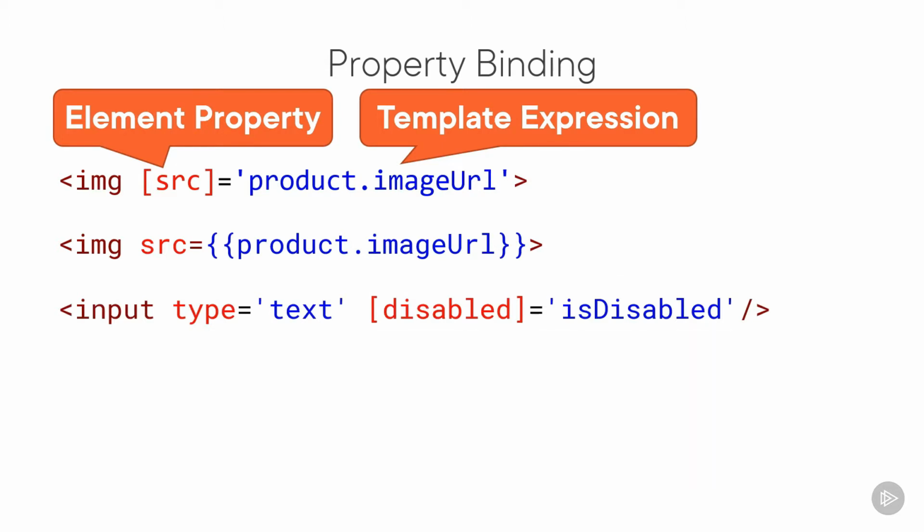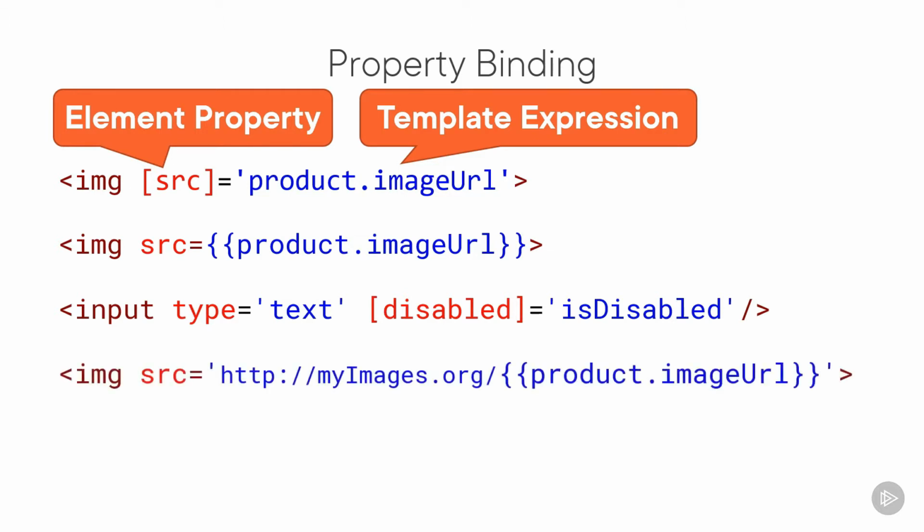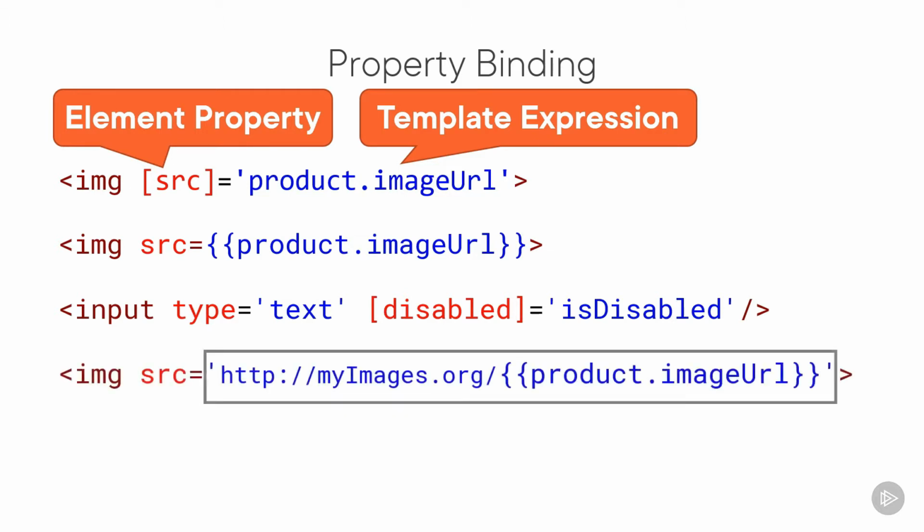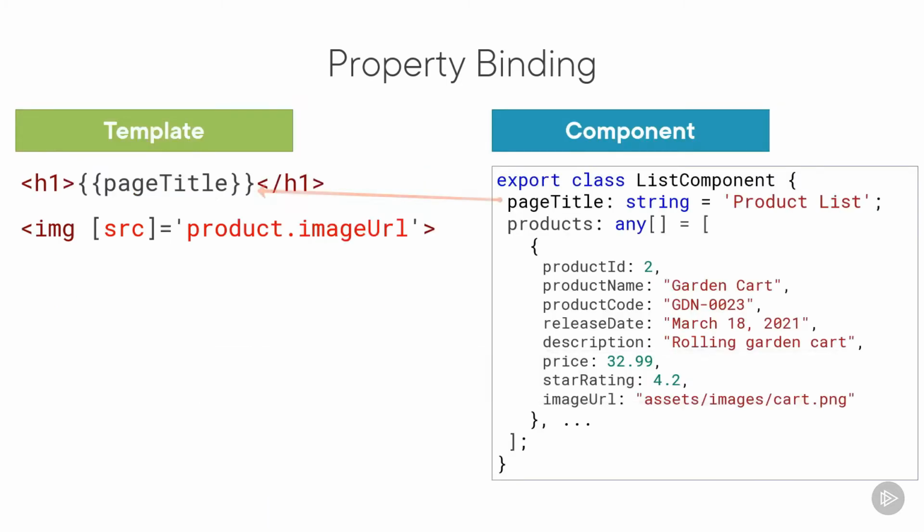But if you need to include the template expression as part of a larger expression, such as this example, you may need to use interpolation. Like interpolation, property binding is one way from the component to the HTML element property. It effectively allows us to control our template's DOM from our component. Let's add some property binding to our sample application.